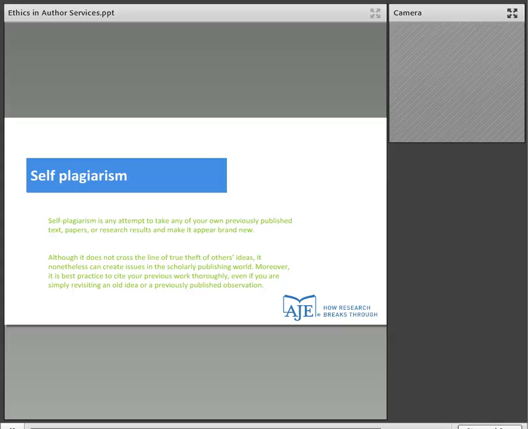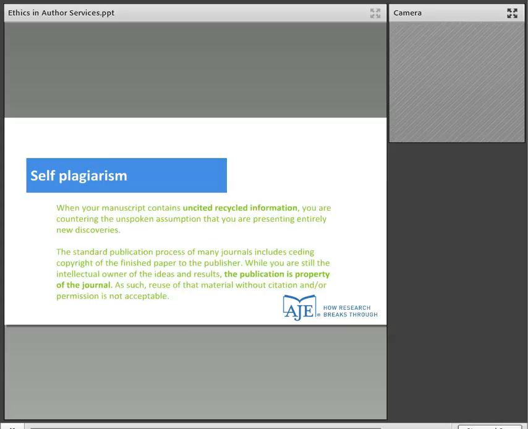Now, the other tricky topic is self-plagiarism. Some people don't think this is a thing. However, it is. This is when you actually refer back to earlier work that you did. And the problem with this is, if you don't cite that earlier work, your reader is going to assume that what you're writing about is brand new. They don't know that you did this research 6 months ago, 2 years ago, or 10 years ago. So even though this doesn't cross the line of stealing from others, it does create problems in the publishing world. So I'm going to talk about some of those problems here.